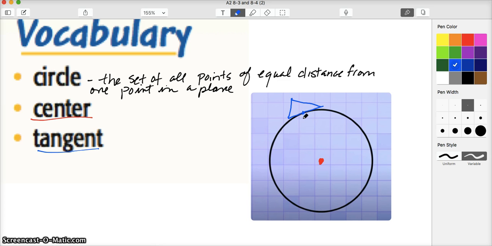We have in mathematics two concepts that we use the same word tangent for. So you'll look out for that when we start talking about trigonometry. But in this case, tangent is that relationship, passing through one point on the edge of a circle.